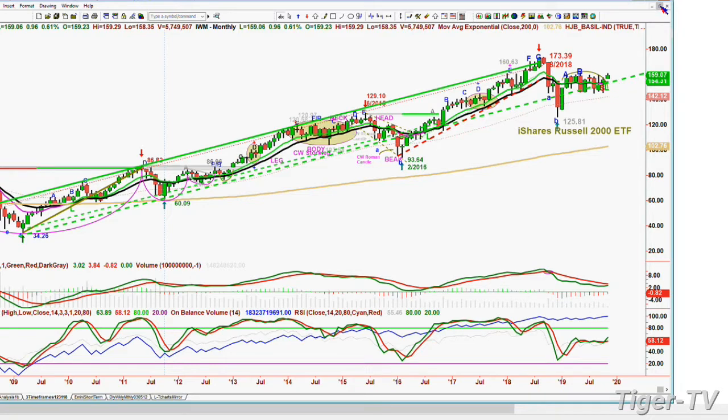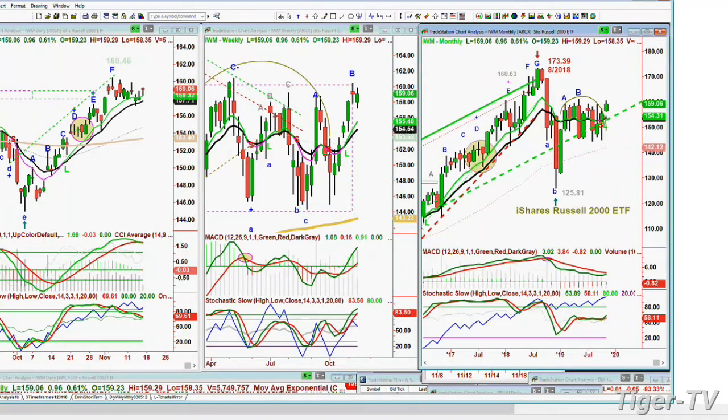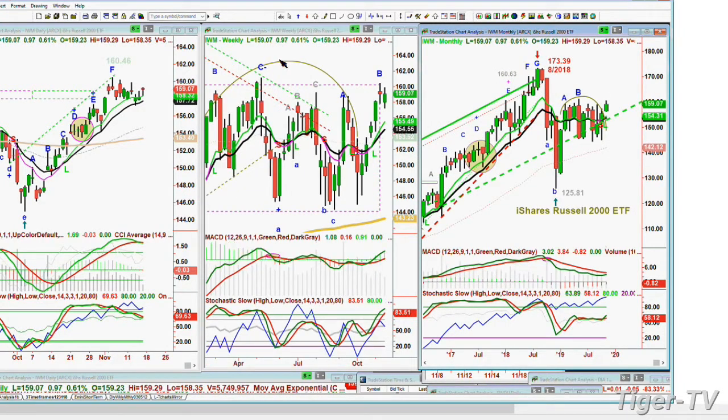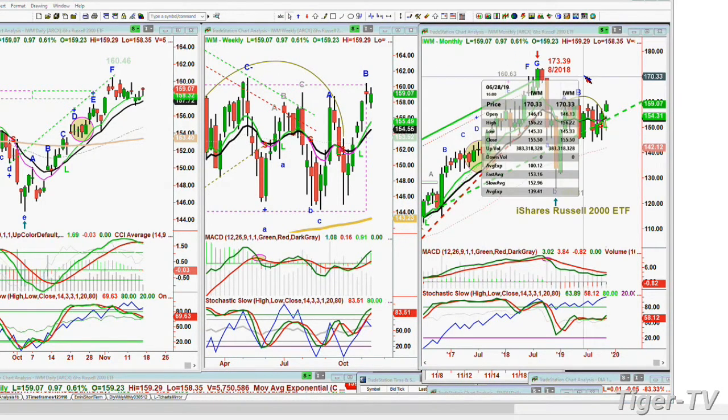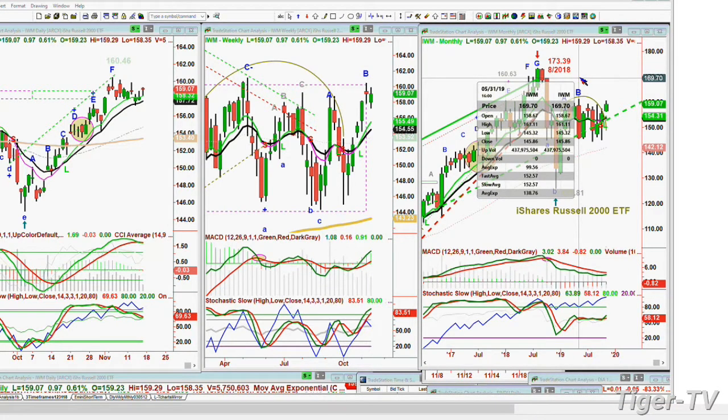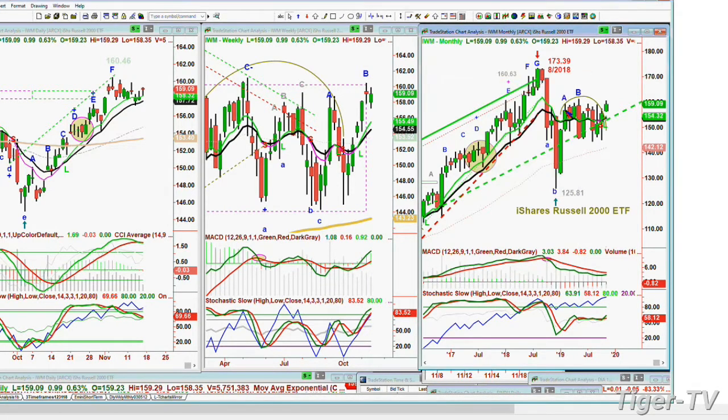It should have a test of 111 right here. So it should have a test of the high that was made right there. That was in May, 161.11. Today's high is 159.29, getting close. But this one's really struggling. And this could be a very positive Chapman wave.